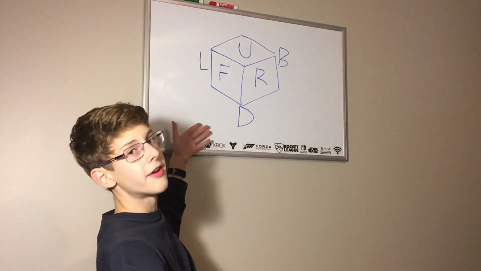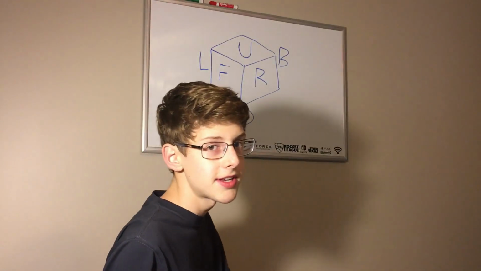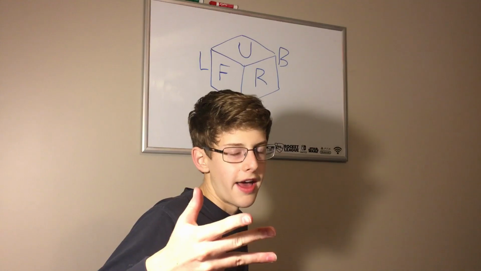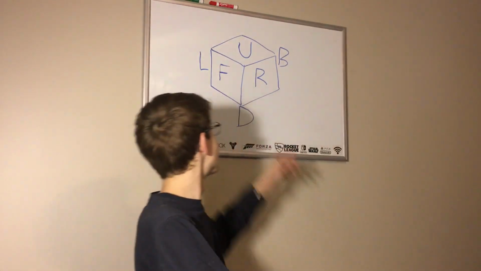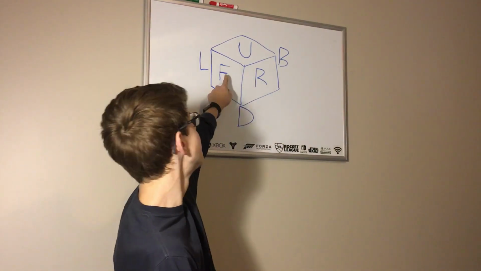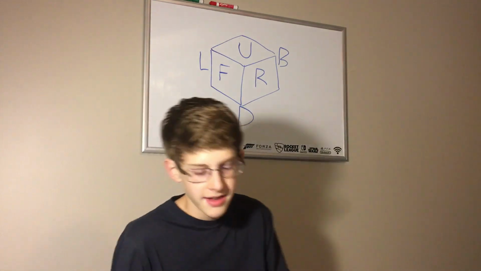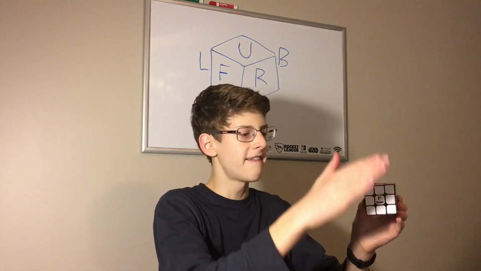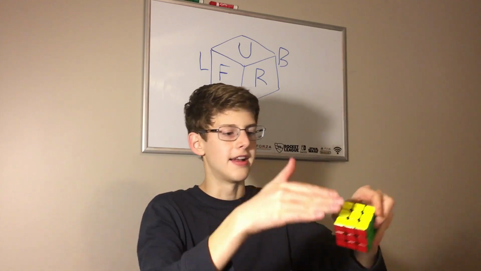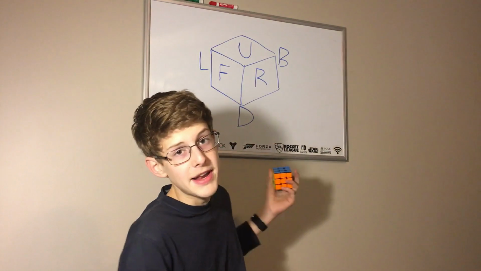Now here's a diagram that helps explain notation a little better. Notation is split up into 6 letters: F, U, R, L, B, and D. What those all stand for, as you can see here on the cube, are front, right, left, back, up, and down. That refers to the faces on the cube, so for me this would be F, U, D, R, L, and B on the other side. And that's really what notation is made up of.